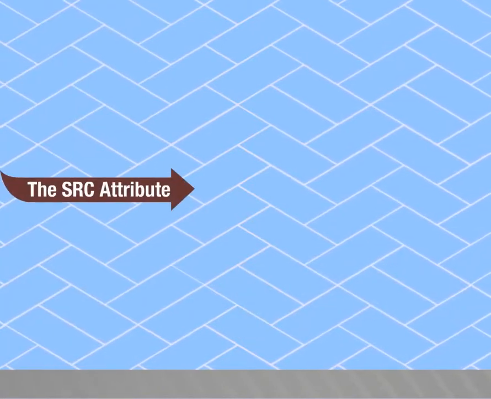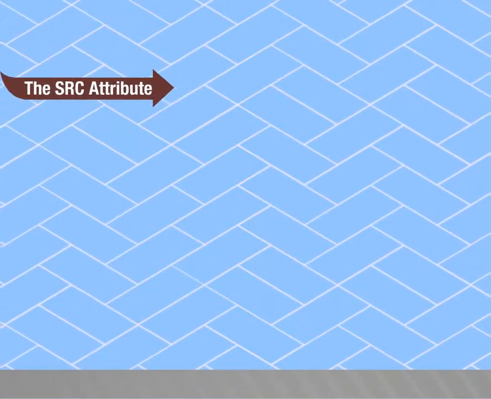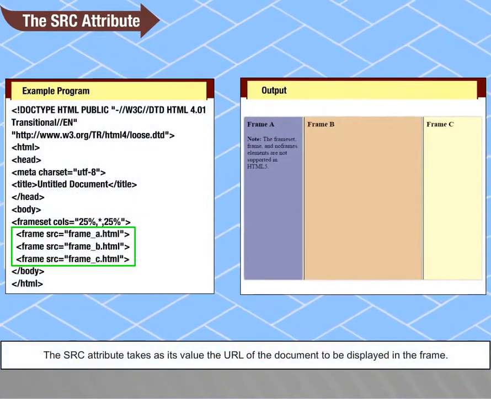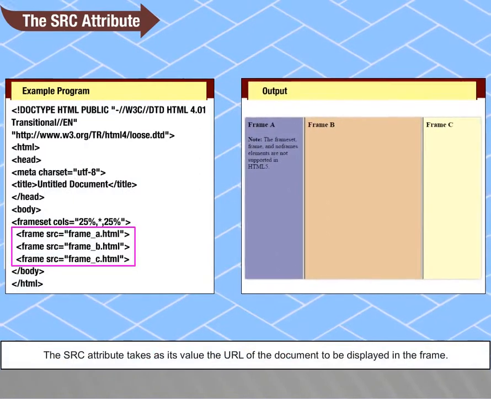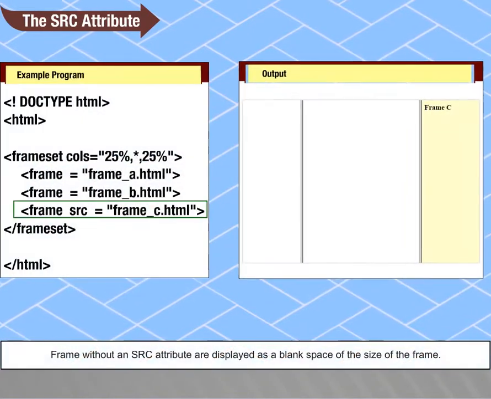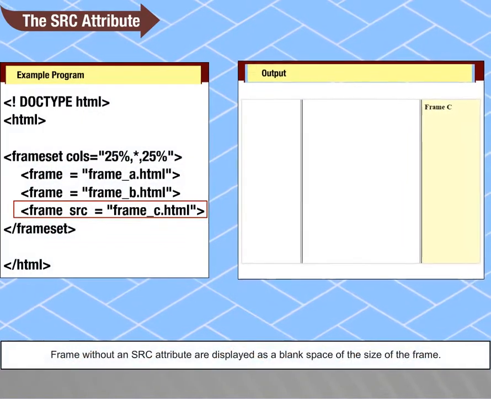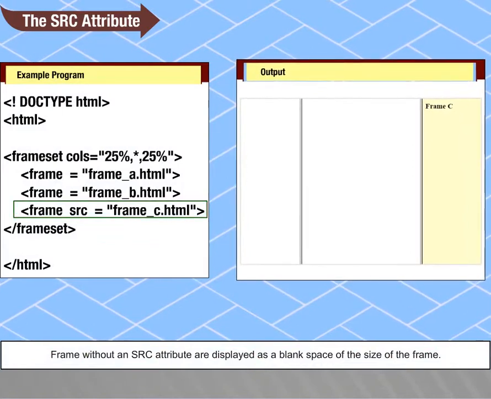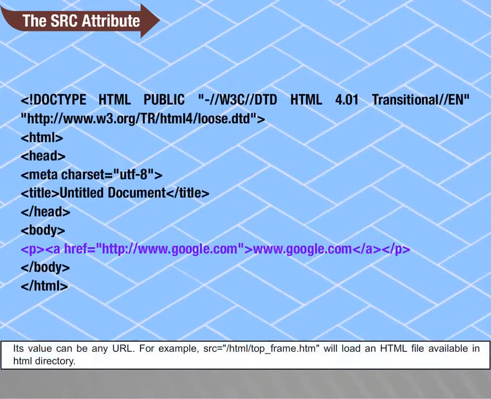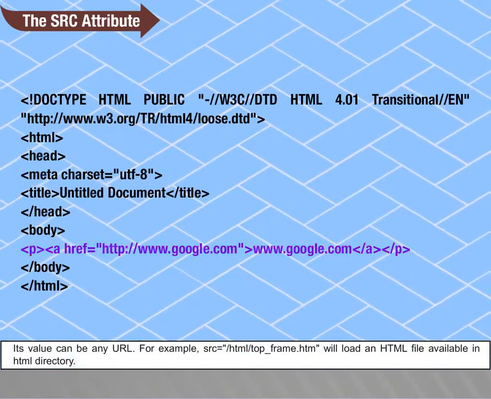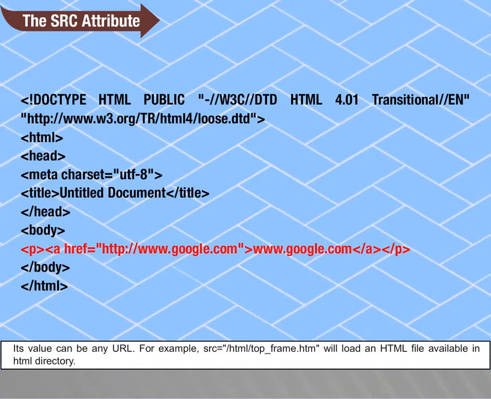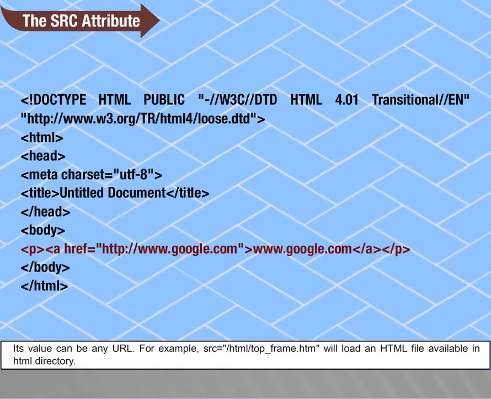The src attribute. The src attribute takes as its value the URL of the document to be displayed in the frame. Frames without an src attribute are displayed as a blank space of the size of the frame. Its value can be any URL. For example, src equals /html/top_frame.htm will load an HTML file available in the HTML directory.